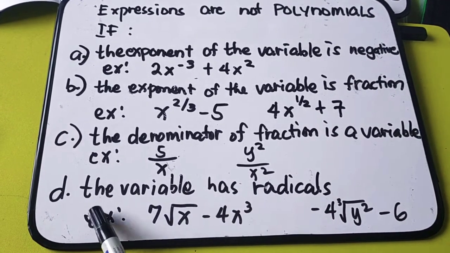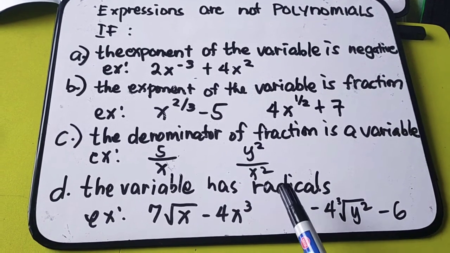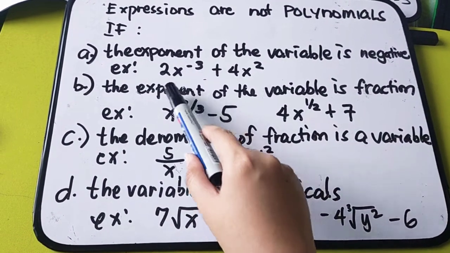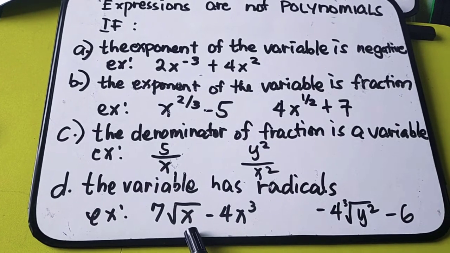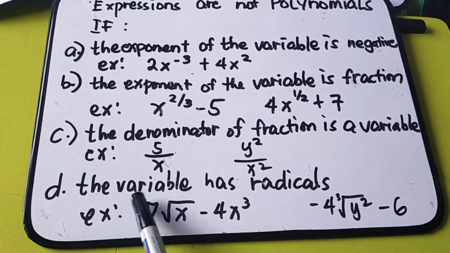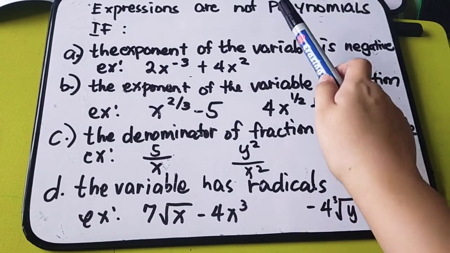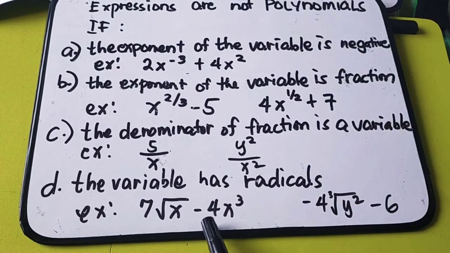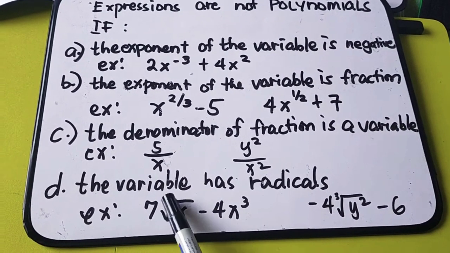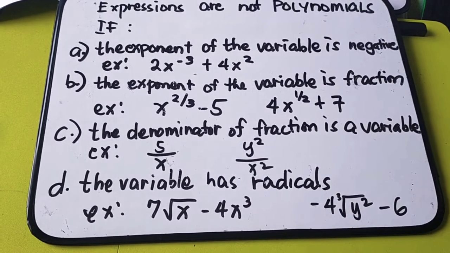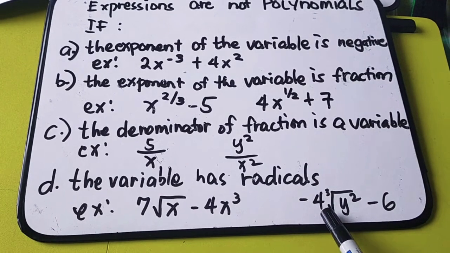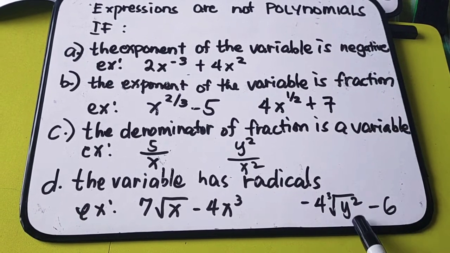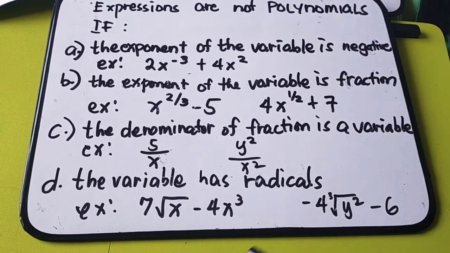And the last one, the variable has a radical. Here, it is also related to letter B, the fractional exponent. A fractional exponent can be expressed as a radical. Is it clear? So, if the variable has a radical, therefore, it is not a polynomial. For example, 7 square root of x plus 4 minus 4x cubed. The x has a radical sign, therefore, it is not a polynomial. Another example, negative 4 cube root of y squared minus 1. This one is not a polynomial because it has a radical, cube root of y squared. Is it clear?